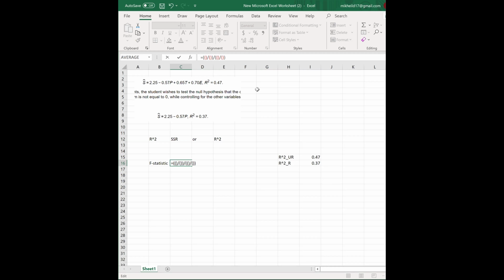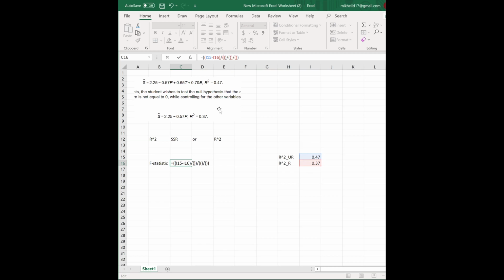Yeah. So in the numerator, do you guys see? Let me increase the size if I can. Try to zoom in, but you see the cursor? So there we have to write R squared unrestricted minus R squared restricted, right? So which is that minus this. Now in the denominator, we have number of restrictions, right? From this problem, what is the number of restrictions? Can you tell me?